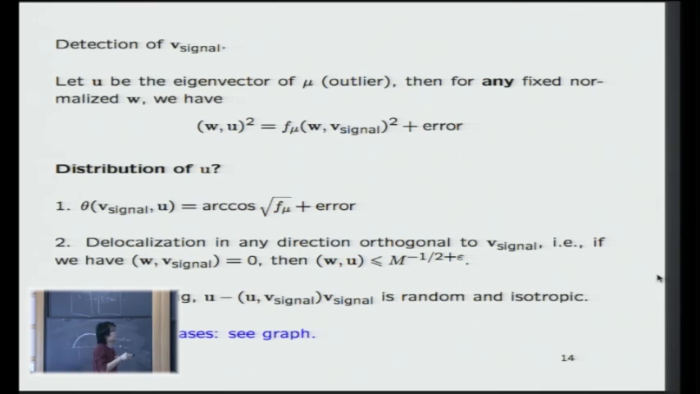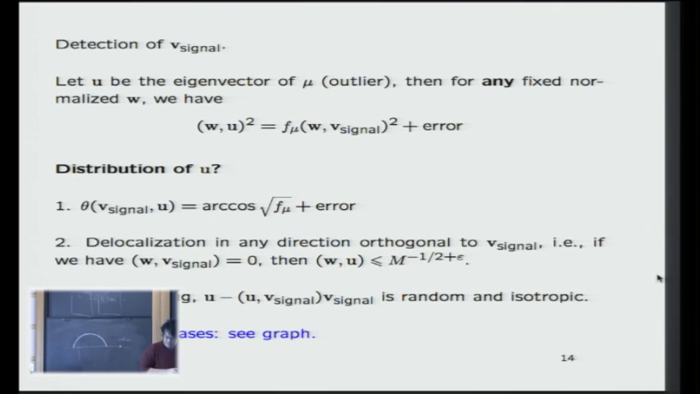Because we know the reason you have this mu is that d is large. When the signal is large, you will have this outlier, which is mu. And clearly this u is related to this V. But what can you say about the relation between them? It turns out the angle between them is almost fixed. This is a more general result. Our result shows that for any fixed normalized w, we have this formula: just a constant multiplied by the inner product with V, plus errors.